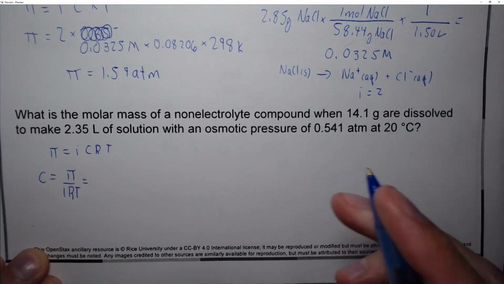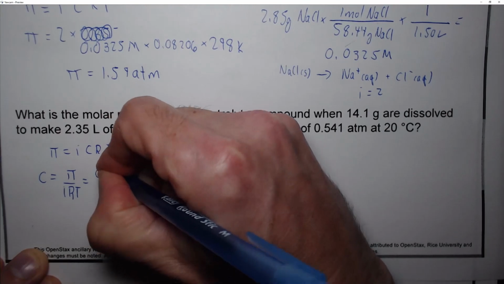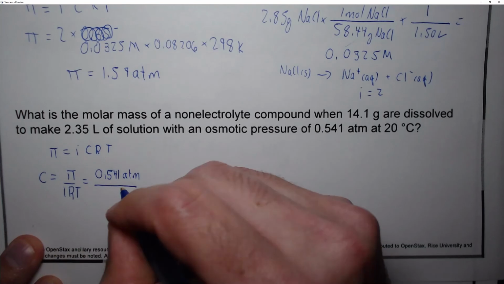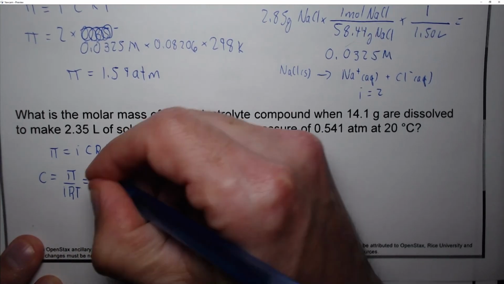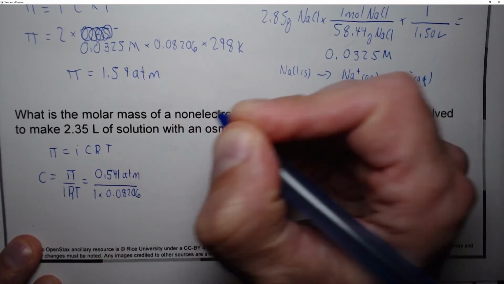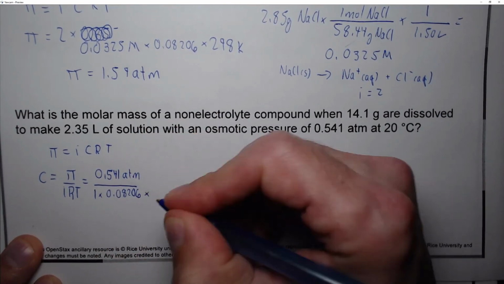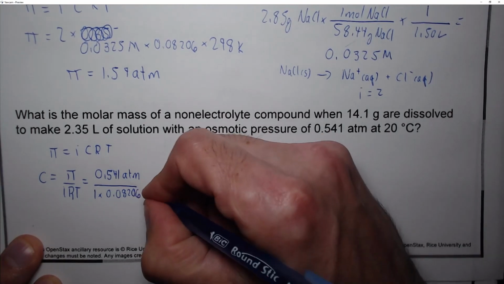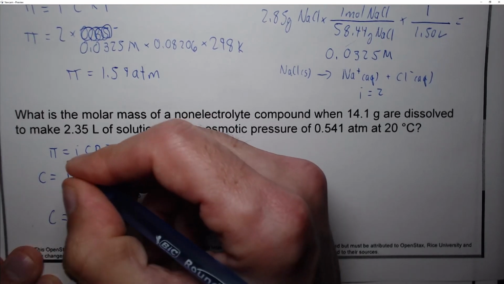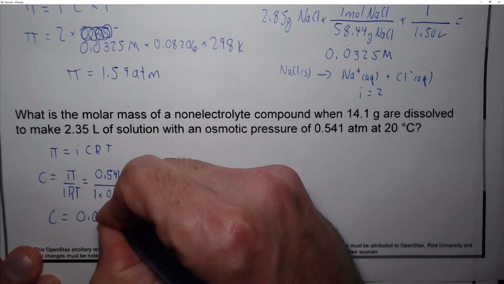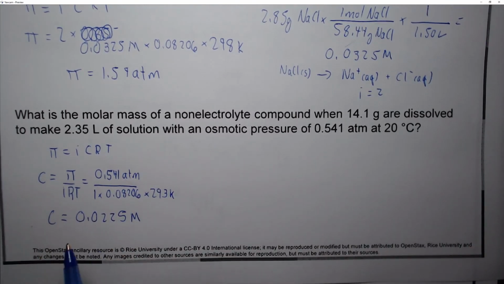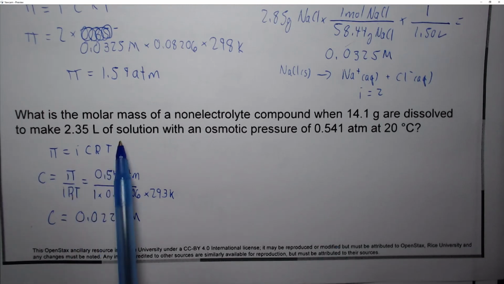Well, I can plug in the osmotic pressure, 0.541 atmospheres, divided by I, which is the Vant Hoff factor. It's a non-electrolyte, so it's 1. R is 0.08206 liter atmospheres per mole K. And the temperature has to be in Kelvin, so 20 plus 273, which is 293 K. And I find the concentration is equal to 0.0225 molar.